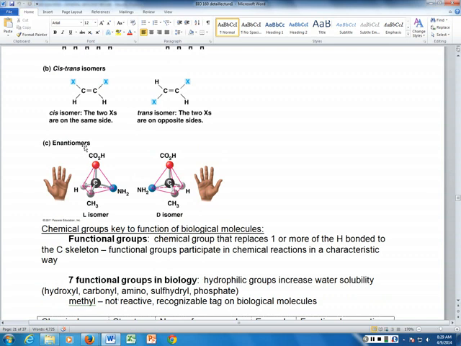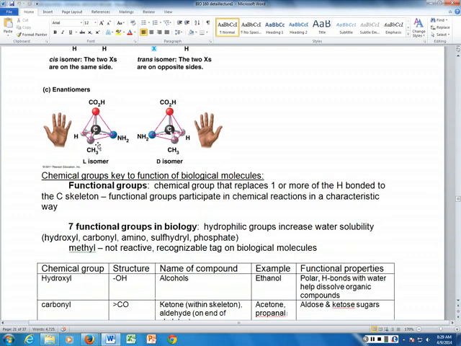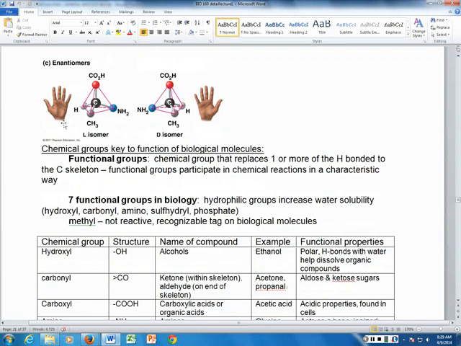Then there's the enantiomers. This is the one that's sometimes a little hard for people to grasp. The right and left hands is kind of the best way of doing it. With this, you've got a carbon, and you're going to have 4 different things around it. They are said to spin light in different directions.